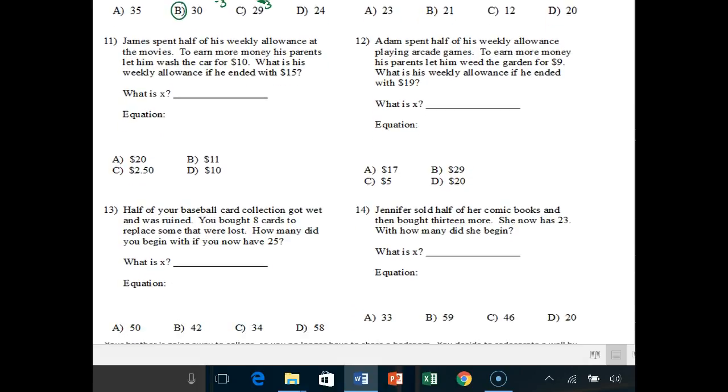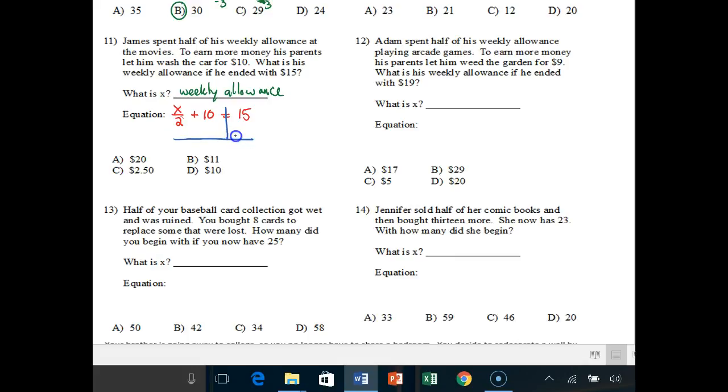All right, number 11. James spent half of his weekly allowance at the movies. To earn more money, his parents let him wash the car for 10. What is his weekly allowance at the end? So X is the weekly allowance that we don't know, right? We do know that he spent half of it, so we could say something like x over 2, right? Spending half of it. Taking x and dividing it into 2, meaning half of it's gone. And then we also know that he earned 10 more washing the car, and he ended up with $15. Okay, so x over 2 plus 10 is equal to 15.